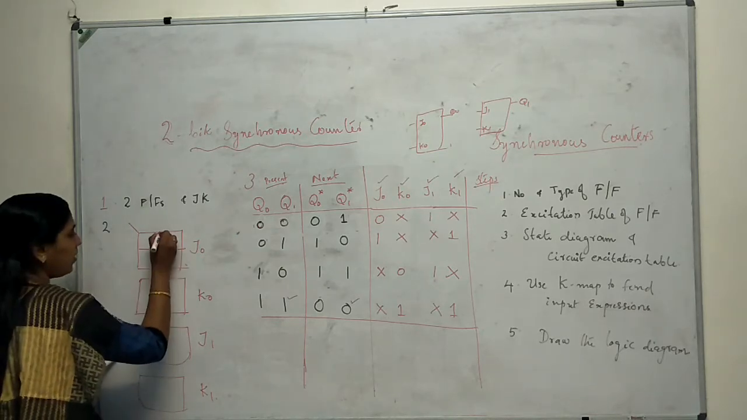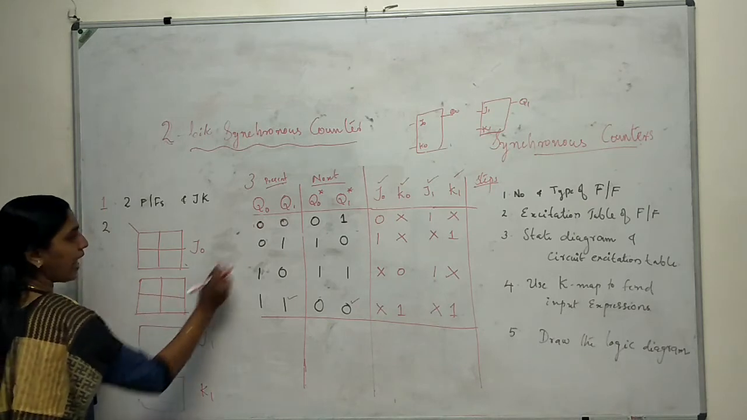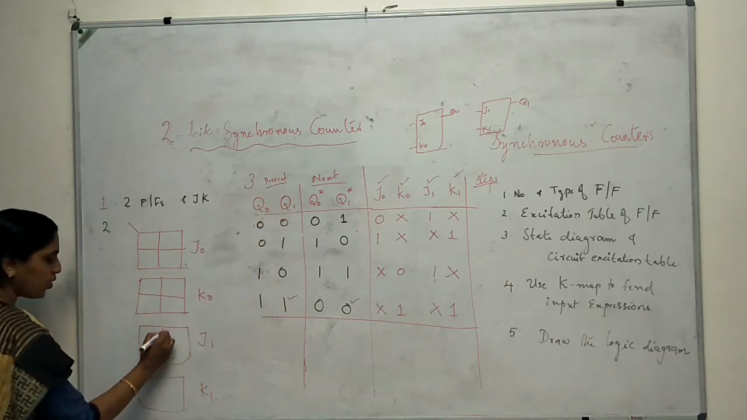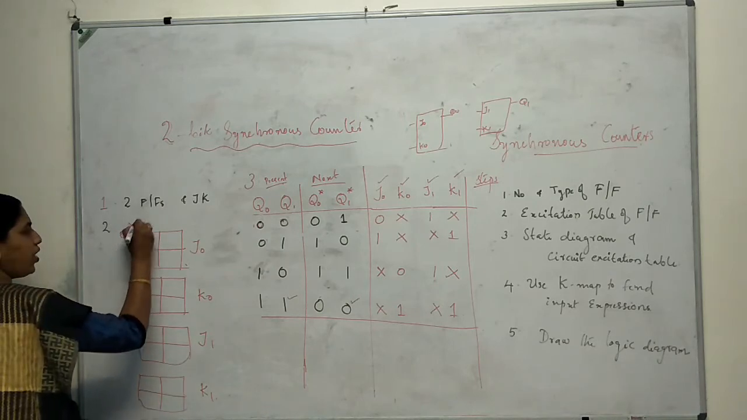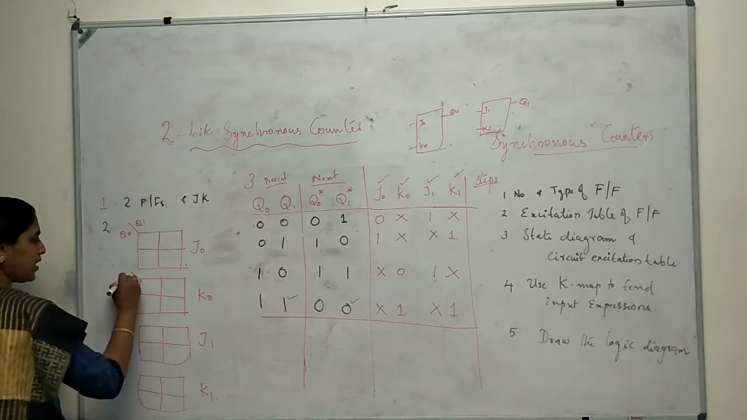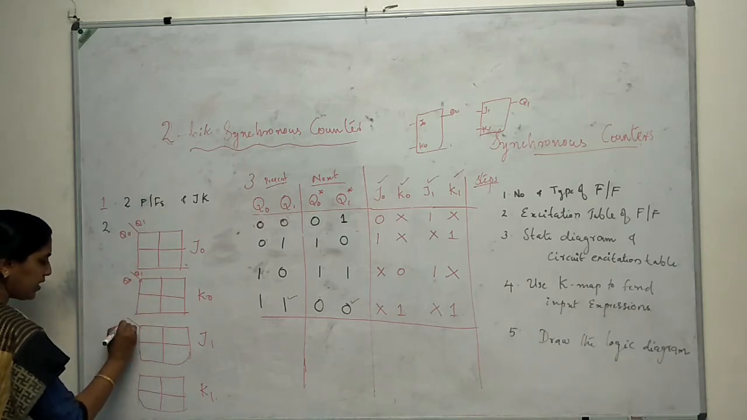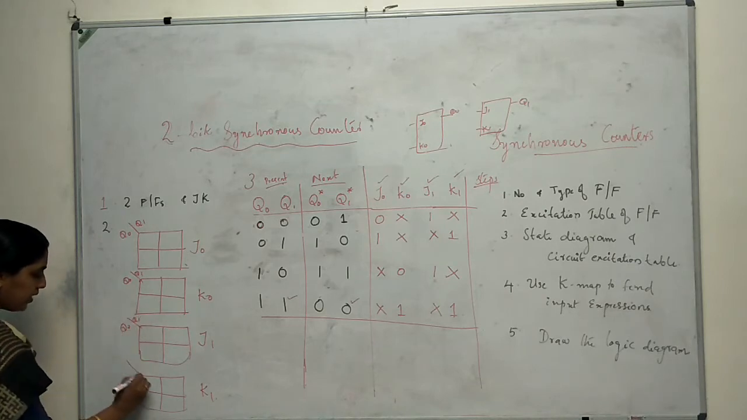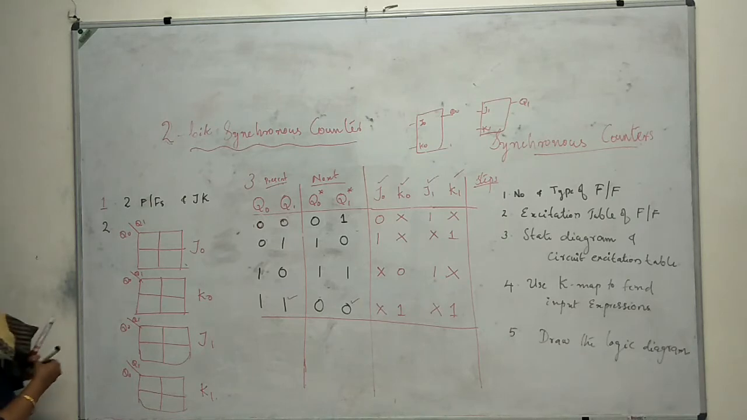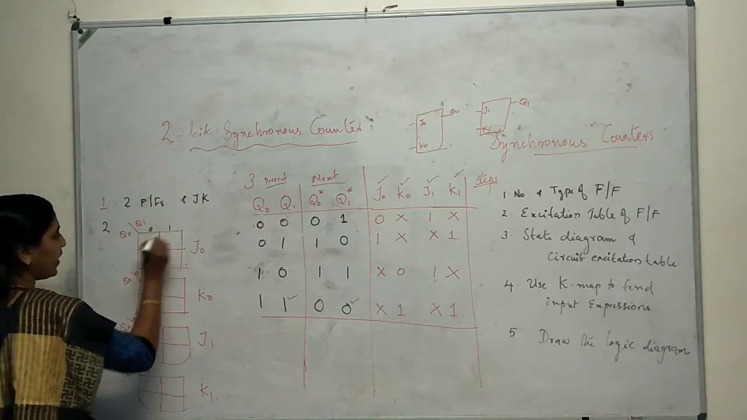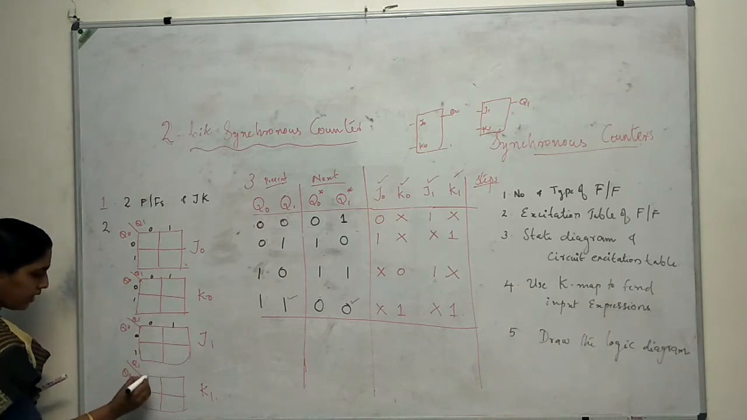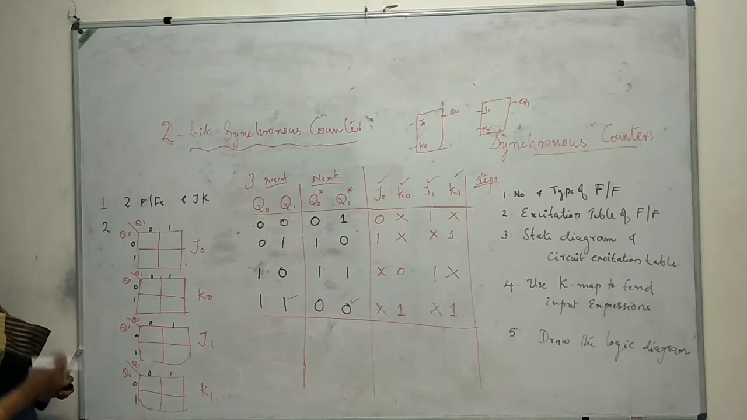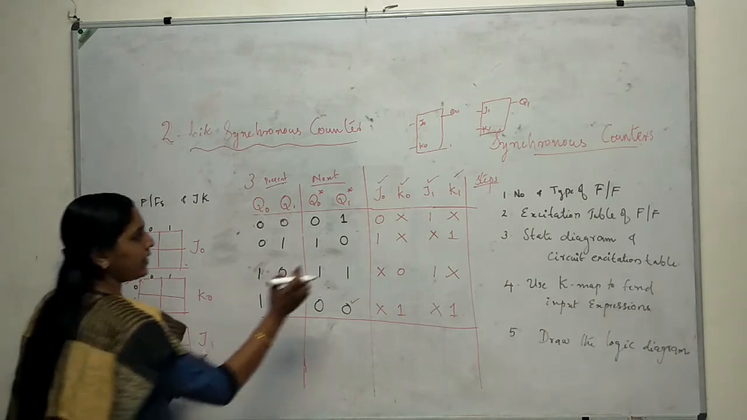Now I am using K-map because we are having only two inputs, Q0 and Q1. So you need to have only 4 columns. And this is Q0 and this is Q1, for each of the four K-maps. Now you can see this is 0, 1, 0, 1, and so on. Right? And now you can fill this.